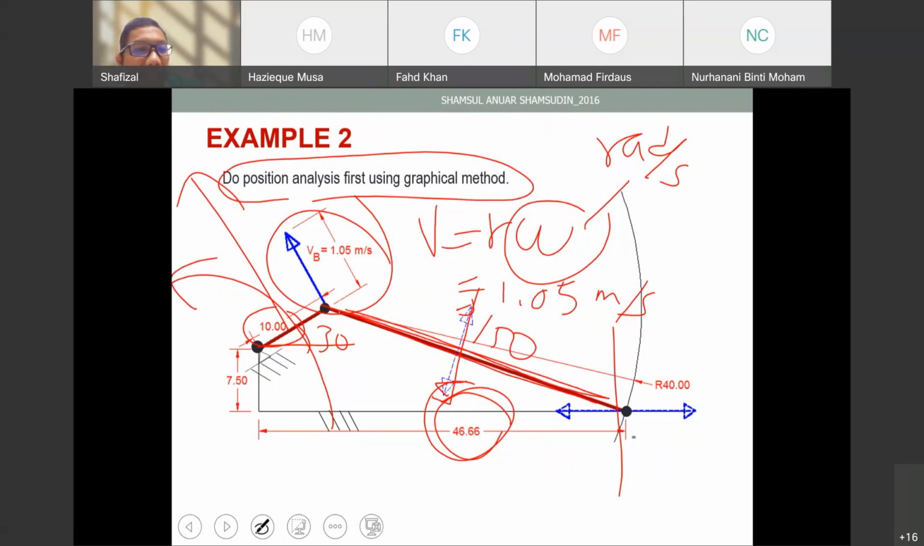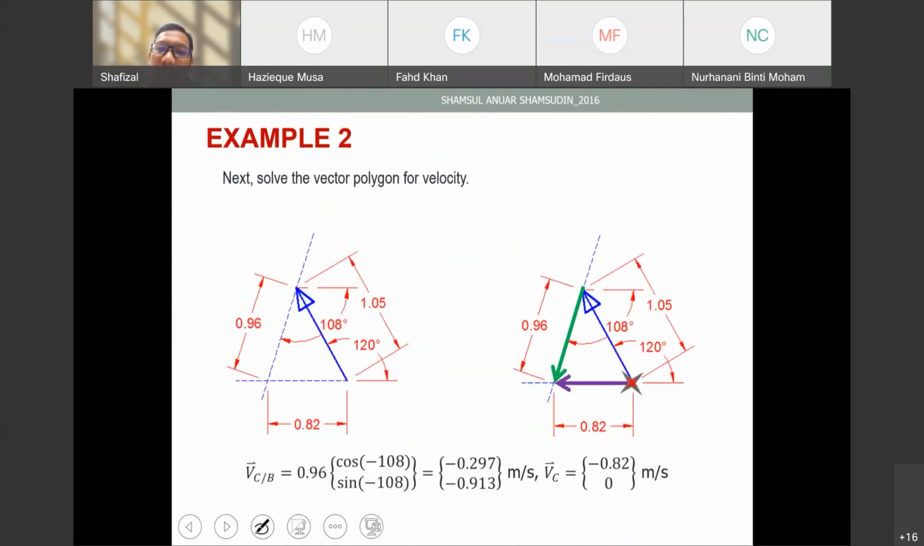Let's say this is point A, this is point B, this is point C. So this one is VC, we see with respect to B, VCB. This is VC. Point C is moving. Point C is the sliding mechanism, right? So you have to draw this one.